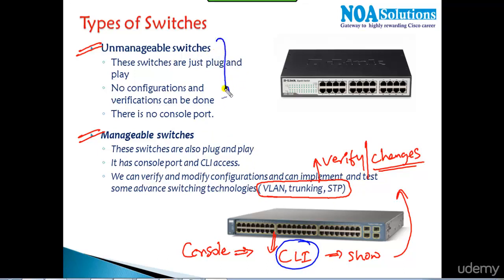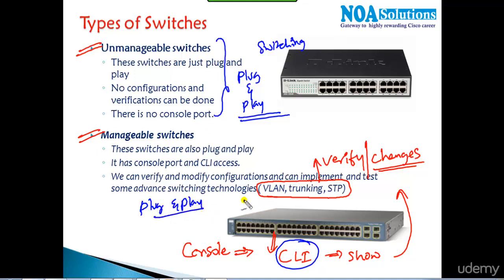But when you talk about unmanageable switches, they are just plug and play. Plug and play means you just connect the power supply and then you can start using it. They do the job of switching, like identifying the device based on the MAC address. It's the same thing we discussed up to now, but you cannot make any changes. You cannot verify them. Whereas manageable switches are also plug and play, you can still use them without doing any configurations, but we can do a lot of configurations in them, which are generally used in our advanced switching options. So that is what we do, implement and test some of the advanced switching technologies on the manageable switches.